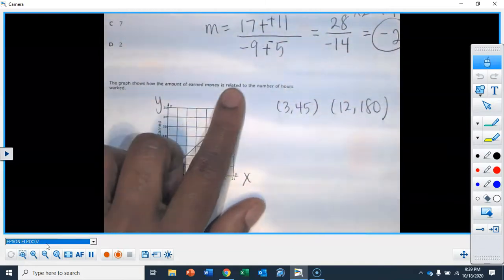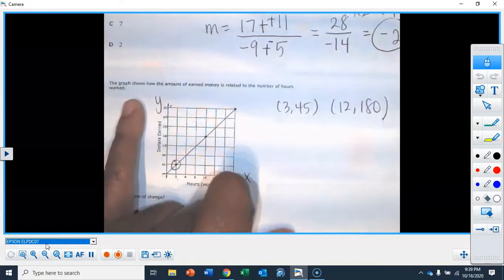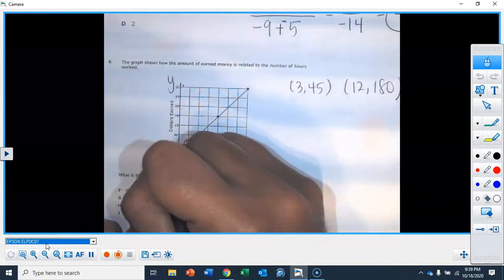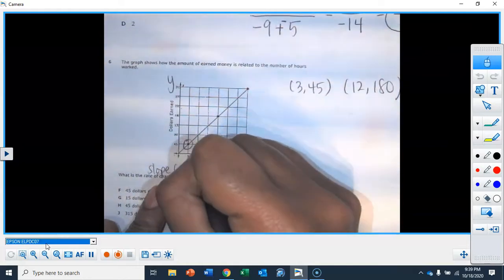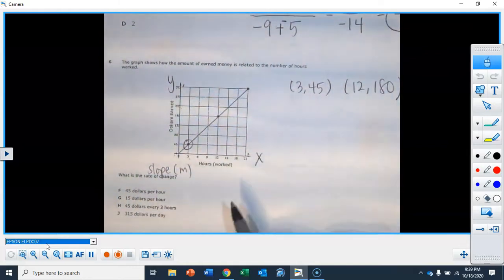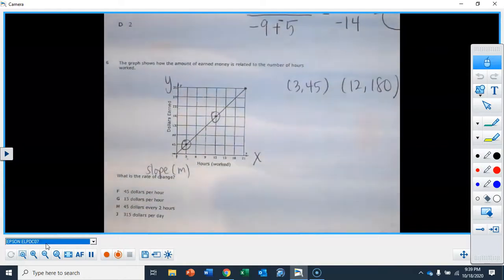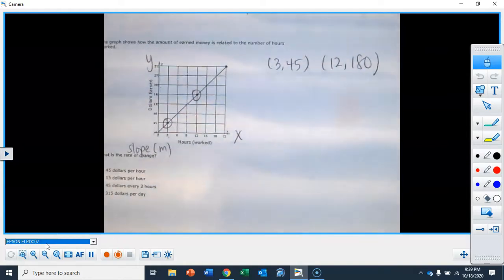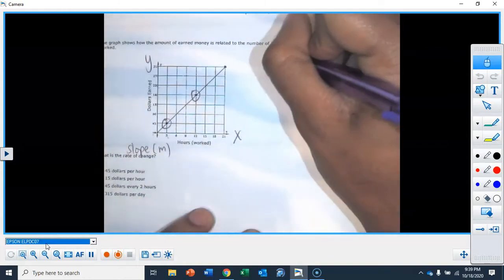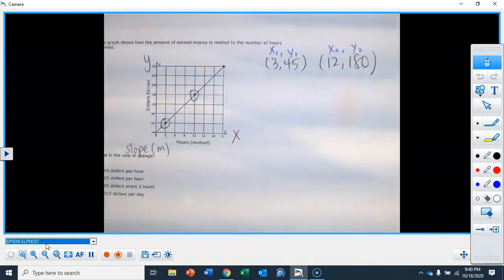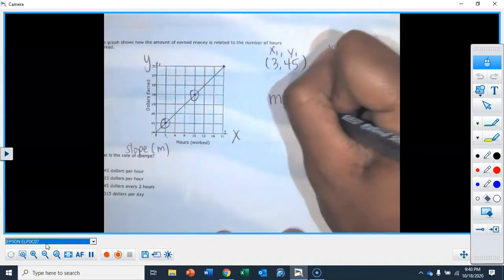And very carefully, if you read the problem, it says the graph shows how the amount of earned money is related to the number of hours that someone works. And they want, what is the rate of change? So remember, rate of change, they want slope. So we're trying to find our m. Okay, and we have a graph. So we use these 2 points. And then I'm also going to show you how to do it visually with the rise over run. So again, this is my x1, y1, x2, y2.